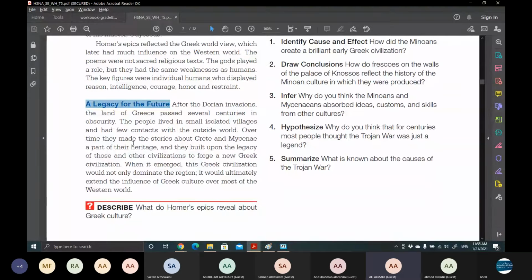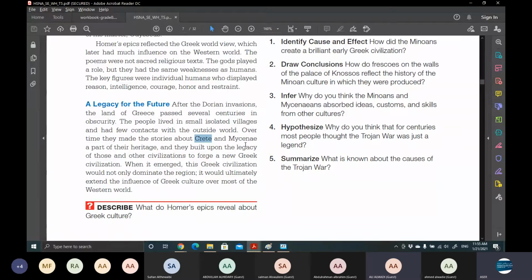Over time, they made the stories about Crete and Mycenae a part of their heritage, and they built upon the legacy of those and other civilizations to forge a new Greek civilization. When it emerged, this Greek civilization would not only dominate the region, it would ultimately extend the influence of Greek culture over most of the Western world.